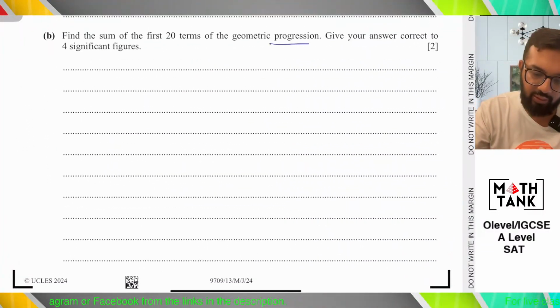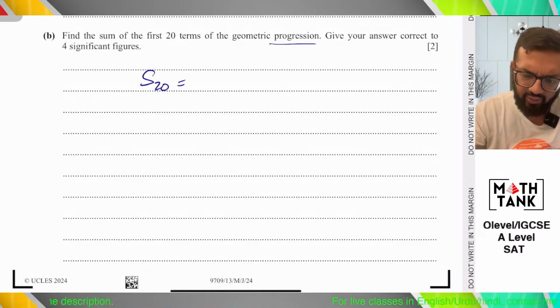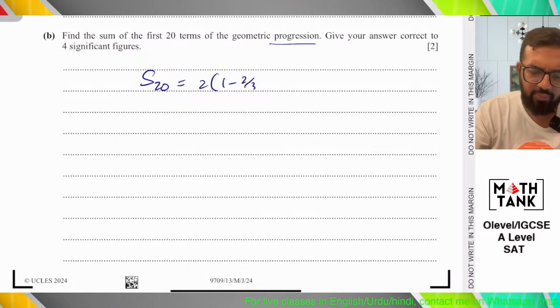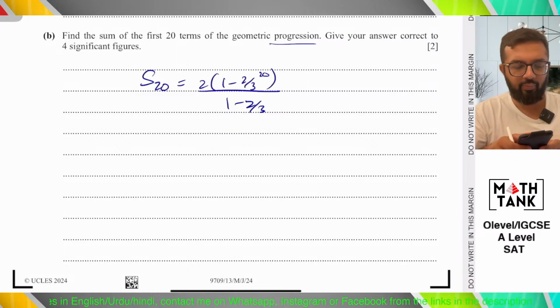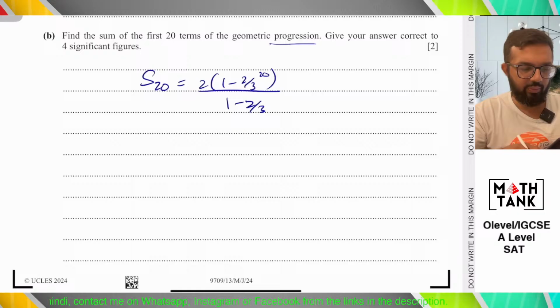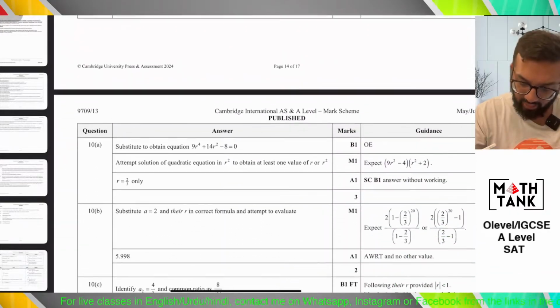Find the sum of the first 20 terms of the geometric progression, giving an answer correct to 4 significant figures. So it's fine. a times 1 minus r to the power n over 1 minus r. Just a calculator question. 1 minus 2 over 3 to the power 20, times 2, divided by 1 over 3. 5.998. Hopefully all of that should be correct.